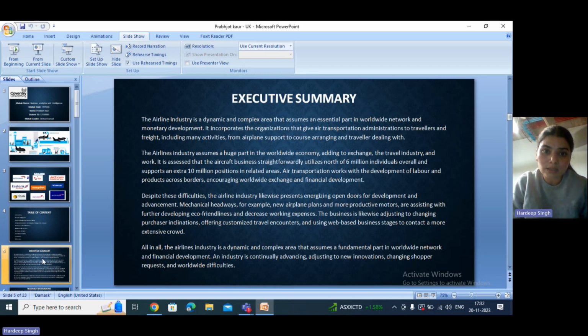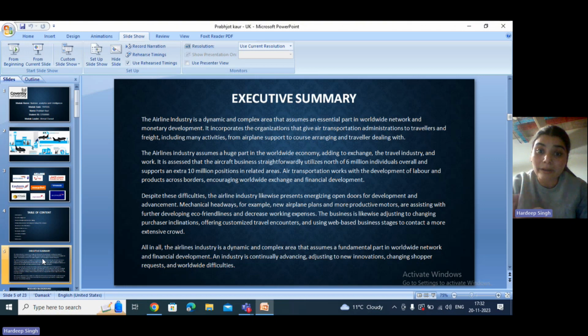The airline industry is a dynamic and complex area. We all know that, and it is an essential part of the worldwide network and economic development. It incorporates the organizations that provide air transportation services to travelers and freight, including many activities from aircraft maintenance to route planning and passenger handling. Sometimes the airlines have to provide benefits to the travelers so they can boost their growth in this industry.